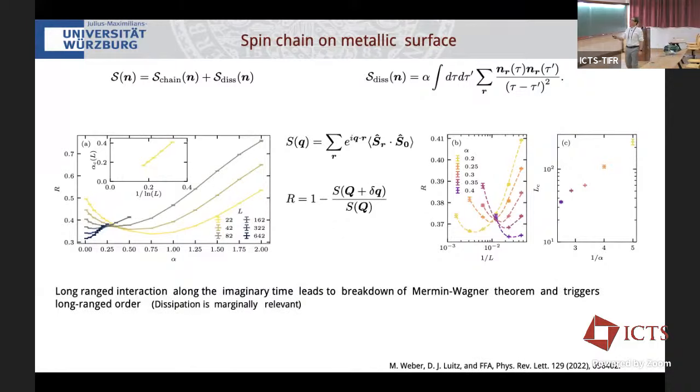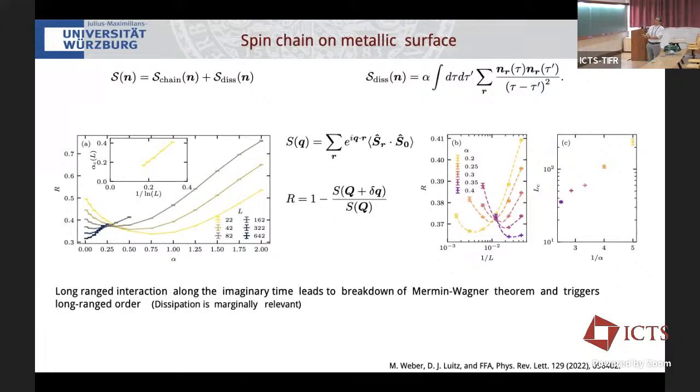These are the results which were obtained by Manuel. What he calculates are the spin-spin correlations along the chain. To see if we have a long-range order or not, we calculate what we call a correlation ratio: 1 minus S of Q plus delta Q, where delta Q is 2 pi over L, divided by S of Q. This quantity goes to 1 in an ordered phase. It goes to 0 in a disordered phase. And at criticality, if you have a scale invariant point, then this is a constant. So it's an RG invariant quantity. This plots the correlation ratio R as a function of system size for different values of alpha.